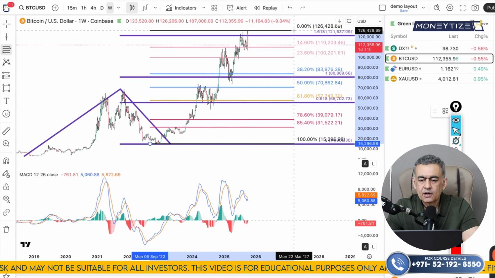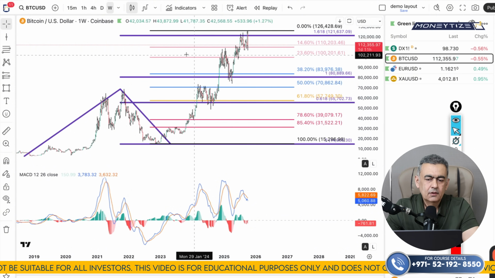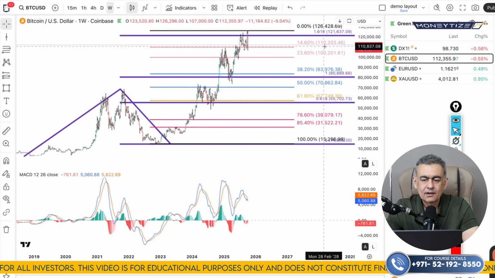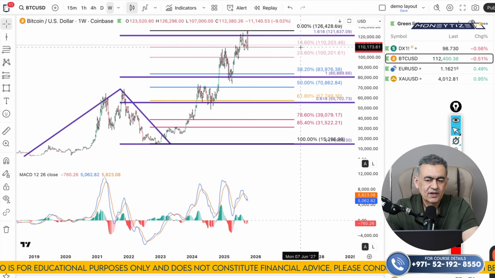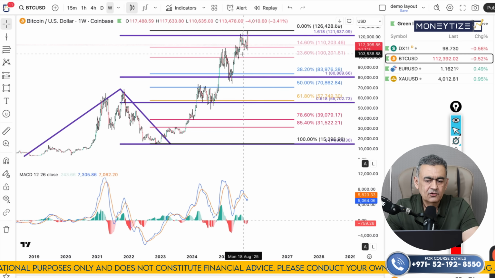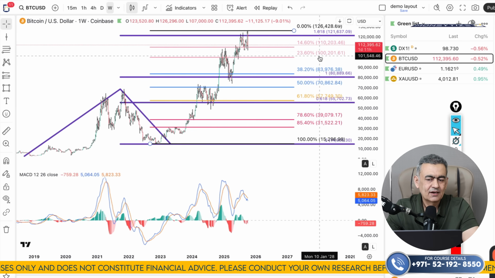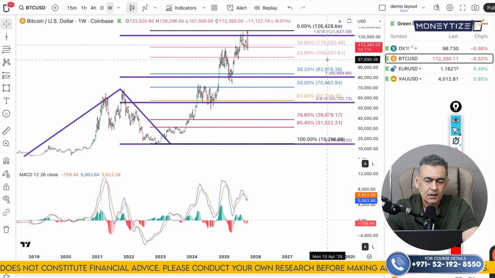So fib retracement applied from the lowest to the highest, and I can see here that 110 is acting as a very strong support at the moment, fib retracement of 14.6, and the next major level support is at 23.6, and it's a psychological support at the 100,000 mark.